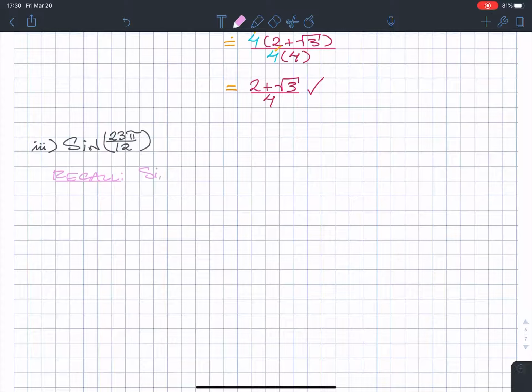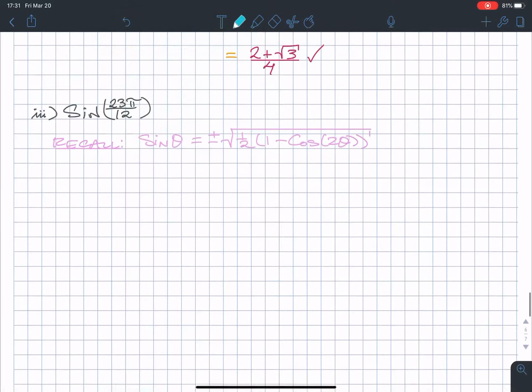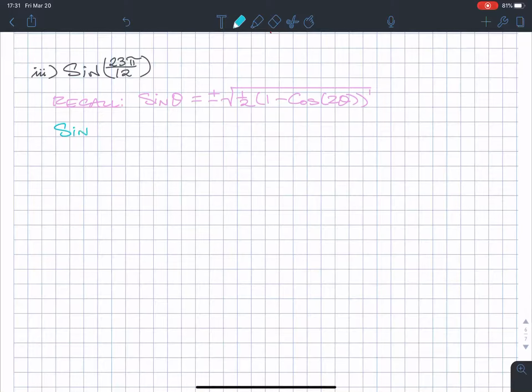We know that sine of an angle theta is plus or minus the square root of 1/2 the quantity, 1 minus cosine of twice theta. Okay, so we have sine of 23 pi over 12. I claim that that will be plus or minus the square root of 1/2 the quantity, 1 minus cosine of 2 times the angle 23 pi over 12.